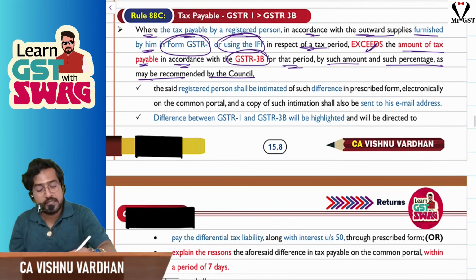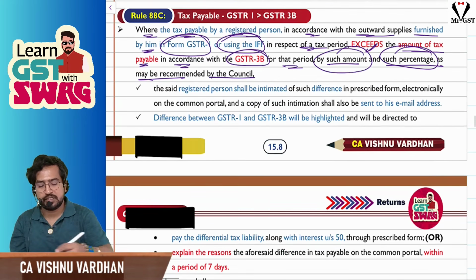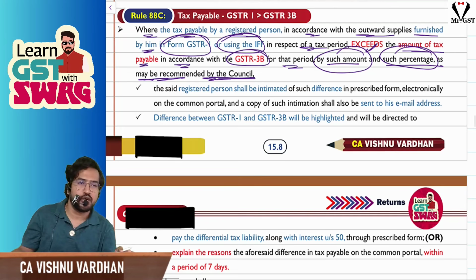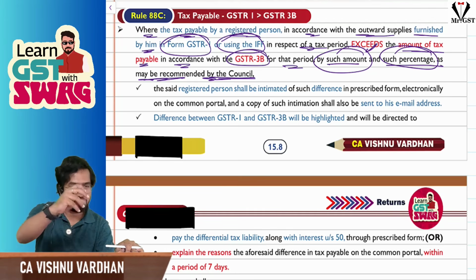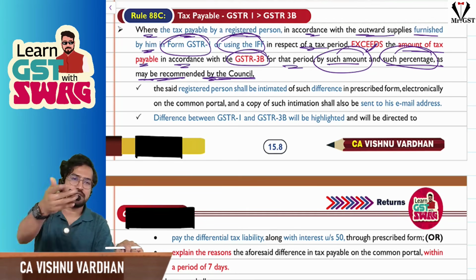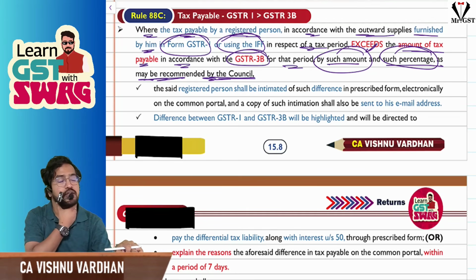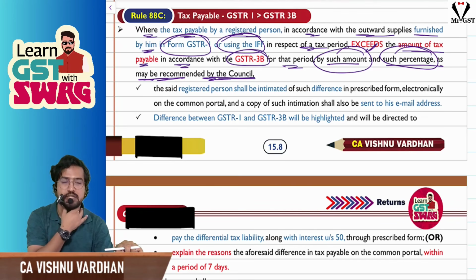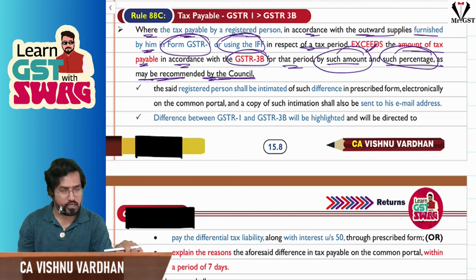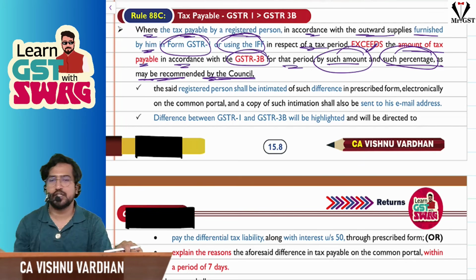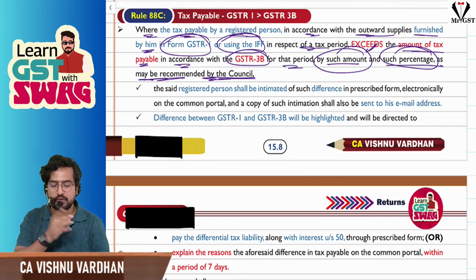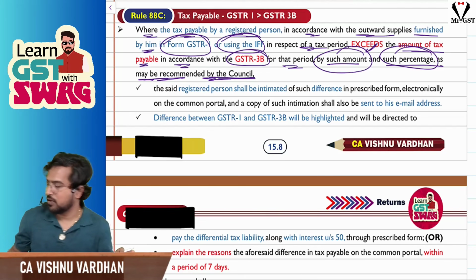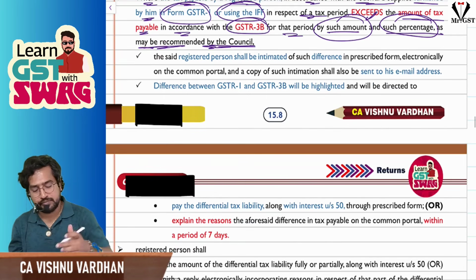So, by such amount, by such percentage as may be recommended by the council. Sir, a 5% difference you trigger, as the system would have been automated, or 10% you trigger it. In GSTR 1, tax payable is 1 lakh rupees, but in 3B they have paid 90,000. There is a variance of 10%. You trigger the notice. So like that they would have embedded it in the system. Shall we continue?